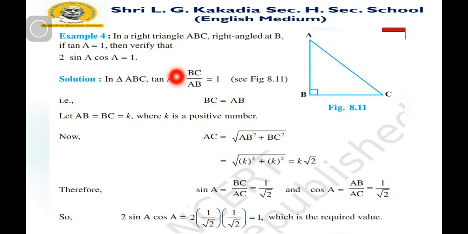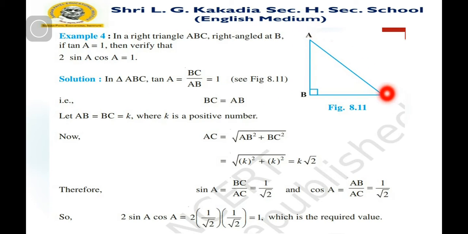So tan A is equal to opposite side upon adjacent side, that is BC upon AB, which is equal to 1. That means BC is equal to AB, so these two sides are equal. Now let AB is equal to BC is equal to K, where K is a positive number. So AB is equal to K and BC is equal to K.